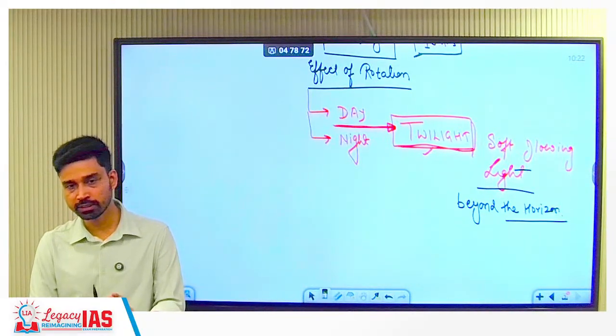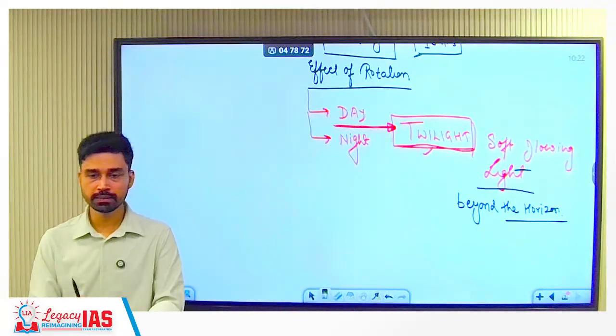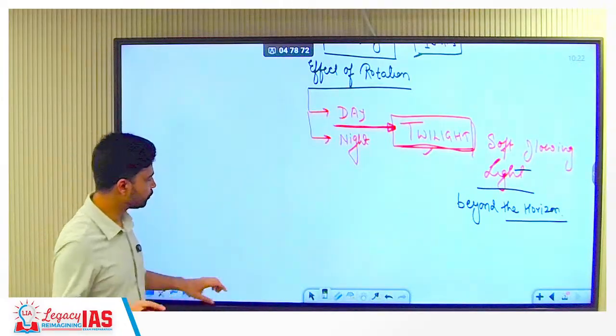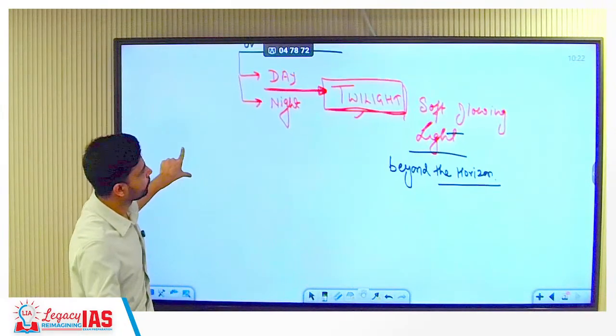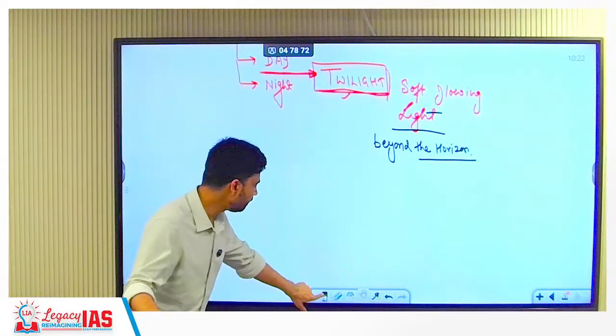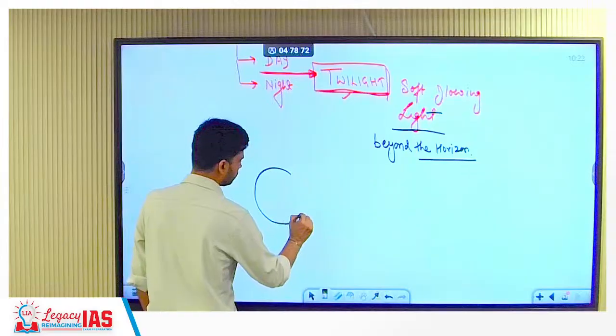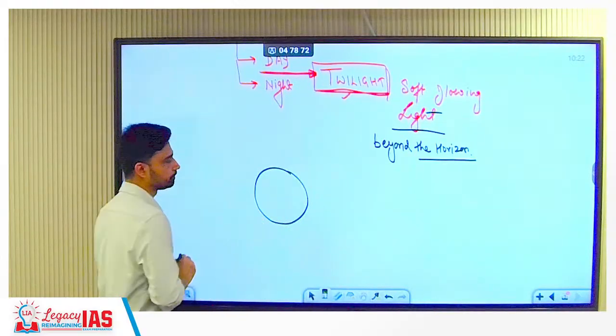So the sun has set in the evening, or sunrise has not yet taken place in the morning, and still you are seeing light in the sky. That is the light which we call twilight. Now twilight is of three different types that we also have to understand. Types of twilight.